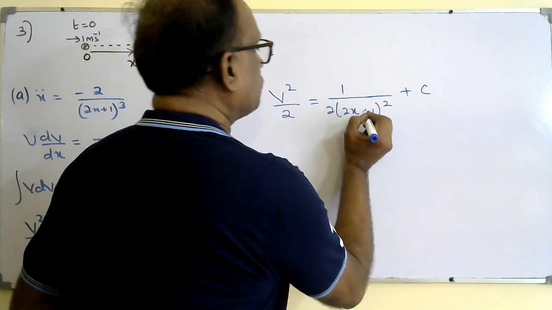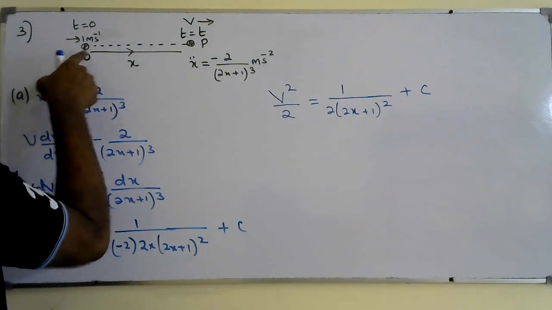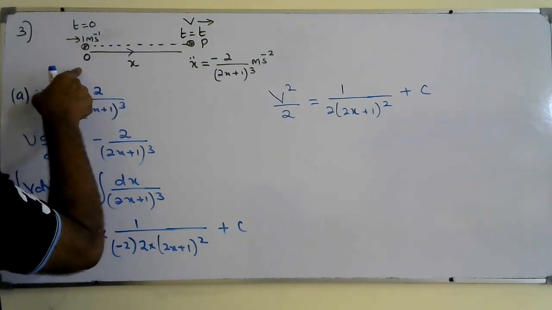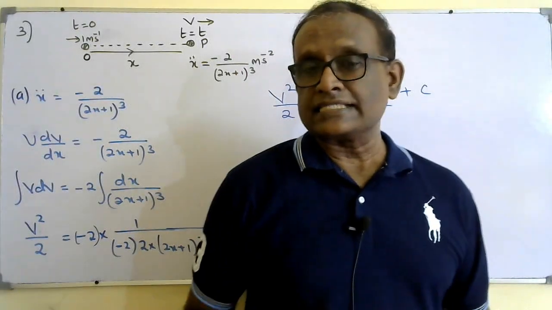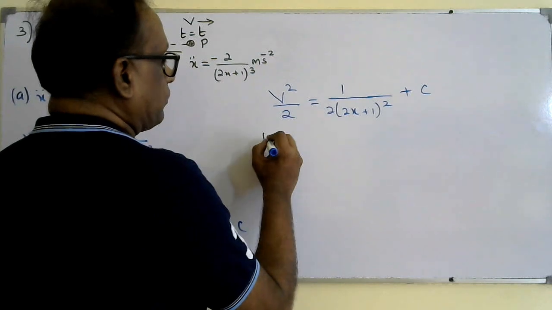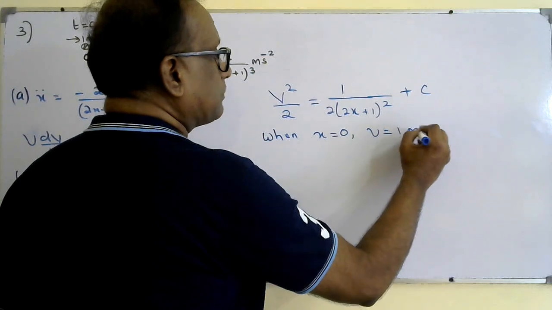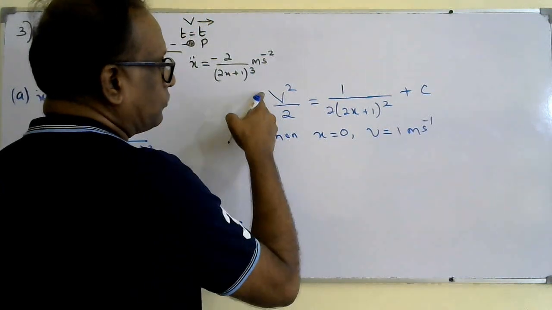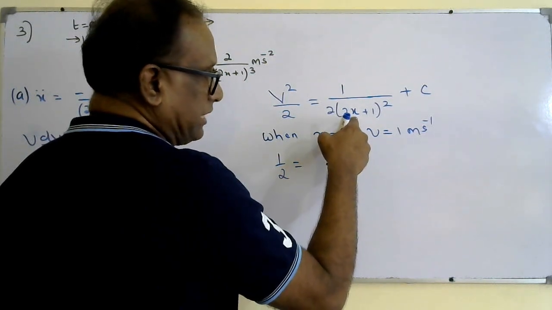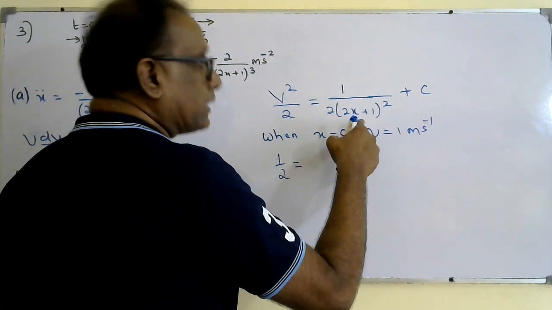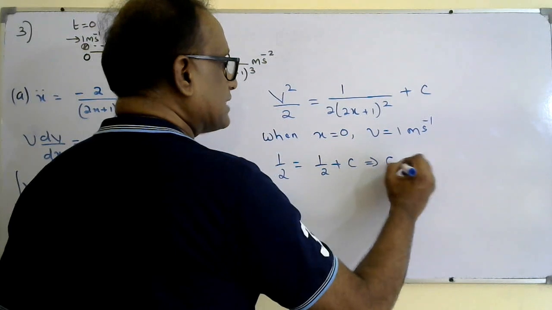To find the c, we can use this substitution. That is, when x equals 0, that is initially when the particle was at O, the speed is 1 meter per second, that's given in the question. That means we can say when x equals 0, the speed v equals 1 meter per second. So substitute: 1 over 2, half, is equal to, if you put x equals 0, it will become 0, plus 1 is plus 1 squared. So that is half plus c. From this, c is equal to 0.